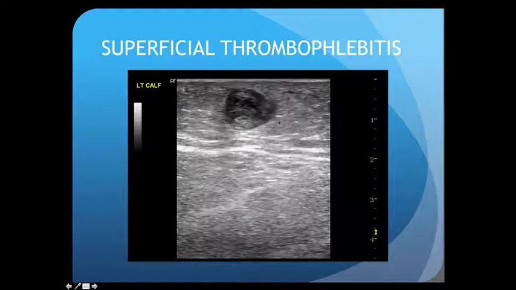This is from somebody who presented with an area of tenderness in their calf, and here we see this is the vein, it's swollen and it's full of echogenic material. But this was a short segment, it was isolated to the calf, and so this was treated with non-steroidals.